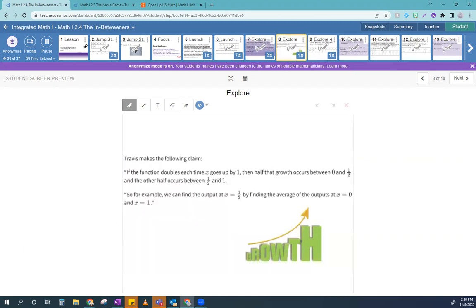So here's this whole thing, right? So Travis makes the following claim. If the function doubles every time it goes up by 1, then half of the growth should occur between 0 and half, and the other half occurs between half and 1. So for example, we can find that x equals half by finding the average of the outputs of 0 and 1. Does that make sense to you?